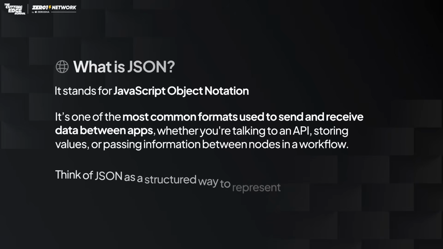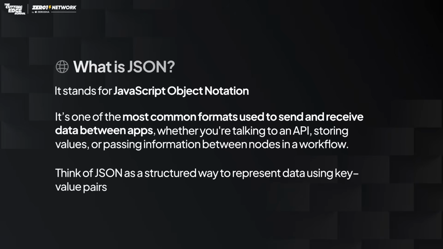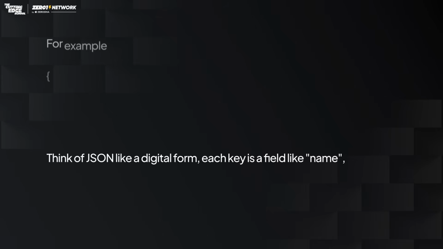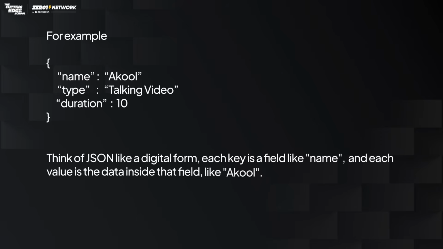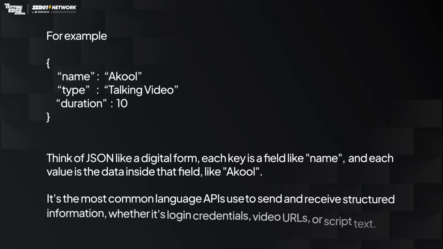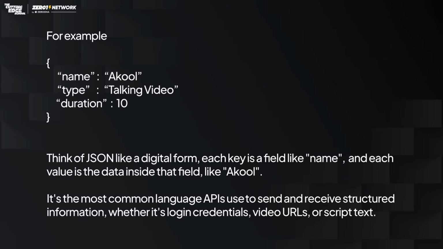Think of JSON as a very structured way to represent a huge amount of data using key value pairs. Think of JSON like a digital form where each key is a field like name and each value is the data inside that field like Akool. It's the most common language that APIs use to send and receive structured information, whether it's login credentials or video URLs or in this case, our script text.